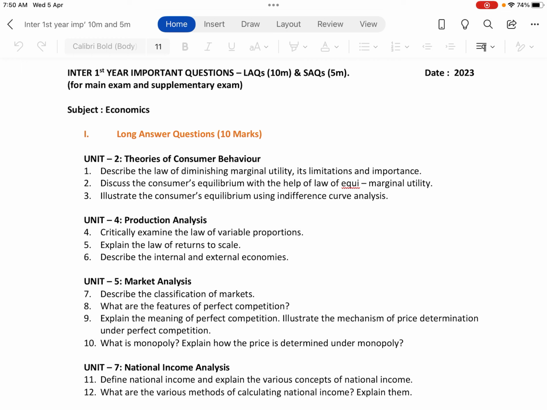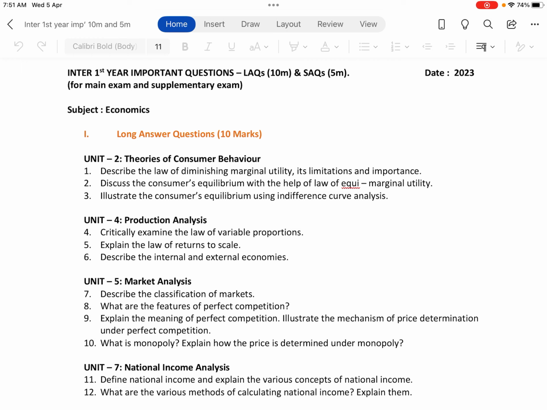I'm going to give both the 10 marks, that is LAQs, as well as the 5 marks, that is SAQs. The first section is Section A, LAQs. In this, you must be aware, out of 5 questions you are supposed to write 3 questions. I'm going to give you the important questions as far as the LAQs are concerned, and also the units from which you can expect them.